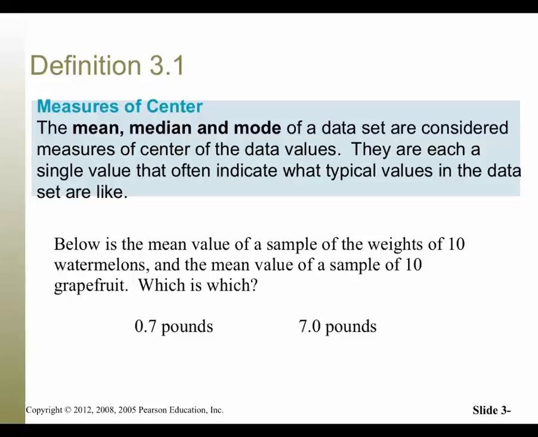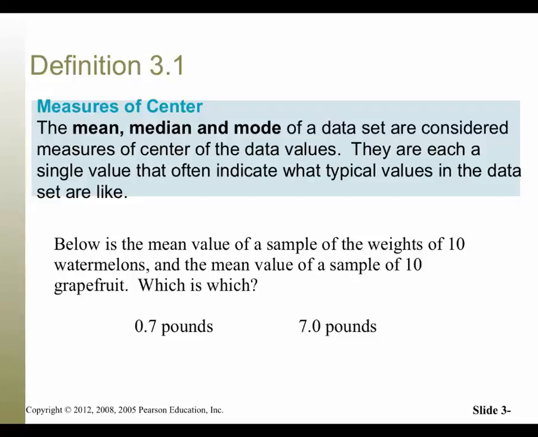All right, so the mean, median, and mode of a data set are considered measures of center of data values. They're each a single value that often indicates what typical values in the data set are like. Remember, don't do word for word note taking. You've got to turn your brain on, listen, and abbreviate. I can't wait for you to copy that whole thing down.